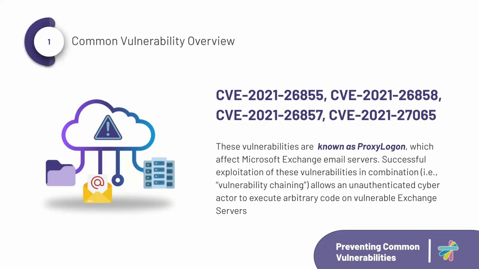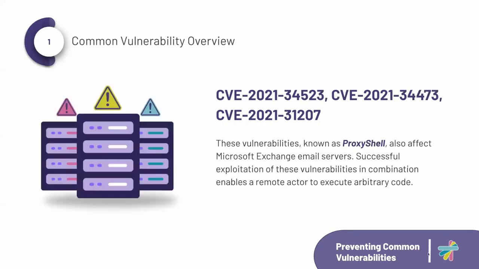Successful exploitation of these vulnerabilities in combination, i.e. vulnerability chaining, allows an unauthenticated cyber actor to execute arbitrary code on vulnerable Exchange servers, which in turn enables the actor to gain persistent access to files and mailboxes on the servers, as well as to credentials stored on the servers. Successful exploitation may additionally enable the cyber actor to compromise trust and identity in a vulnerable network.